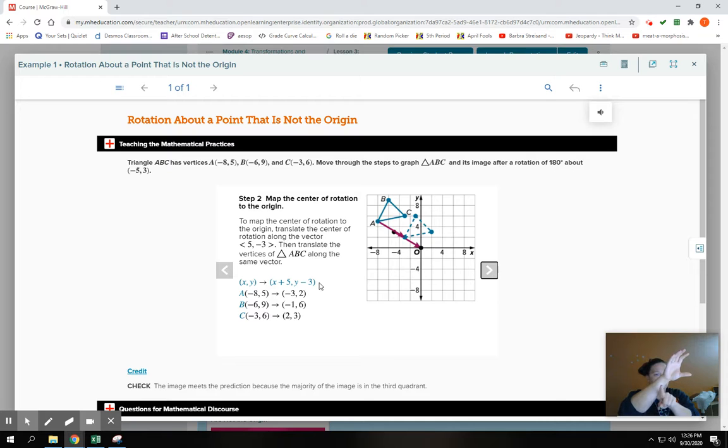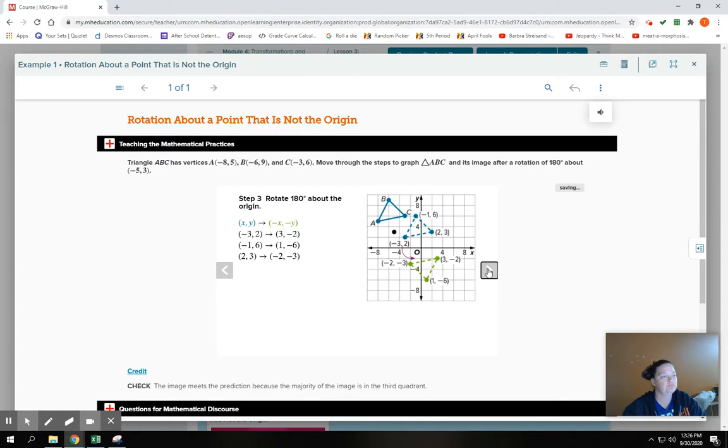trying to make them look the same here, and slide them to the origin. So triangle ABC slides down into this spot. The point of rotation, center of rotation, slides to the origin. Then rotate 180 degrees about the origin.